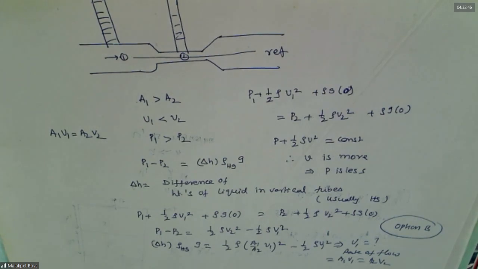Follow this. This is what you call a venturi meter. Remember? Whether you remember or not, that is there for the exam. Examiner is merciless on anybody. He has no sentiments, nothing.